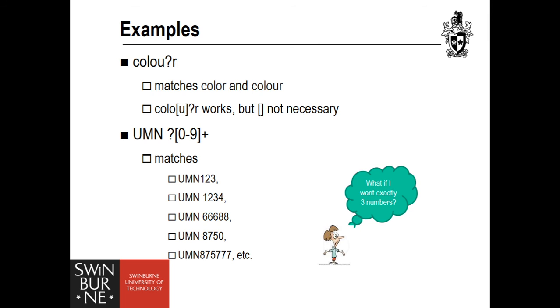Another example is matching number plates. The standard Victorian format is 3 letters and 3 digits. As we know what the letters are, we can specify them and add a space with a question mark. If we state the numbers 0 to 9 and add a plus, there can be any number of digits but at least one.